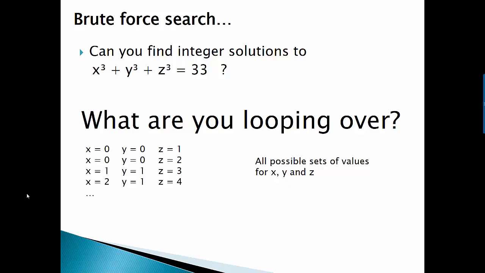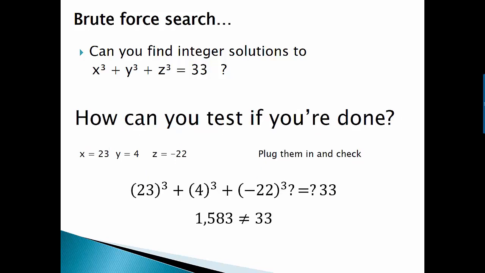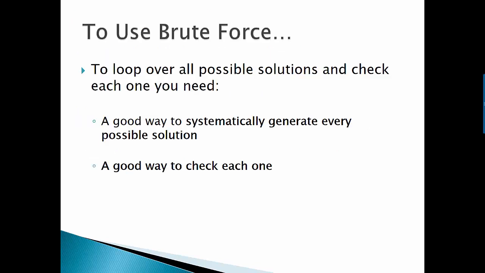So just to be clear, as we're looping over possibilities, how do you test to see if there's a solution? Well, for this problem, all you do is plug them in and see if they end up equaling 33. So if we wanted to check 23 and 4 and negative 22, when you cube them and add them together, you do not get 33, and so that doesn't count as a solution. So we would continue looping.